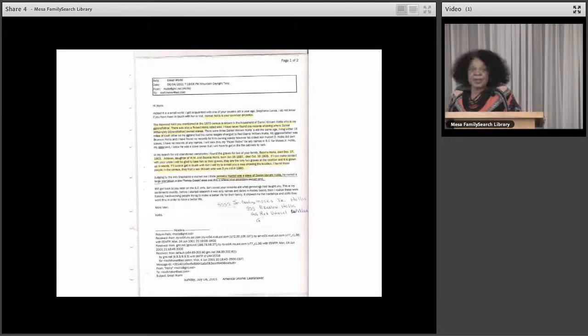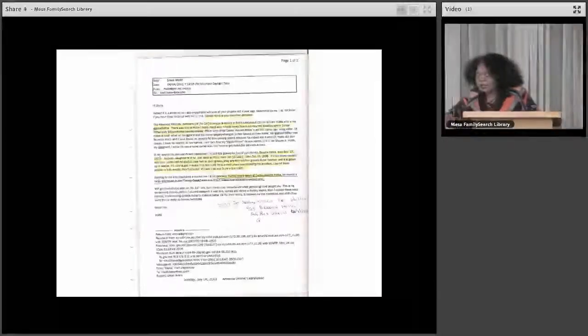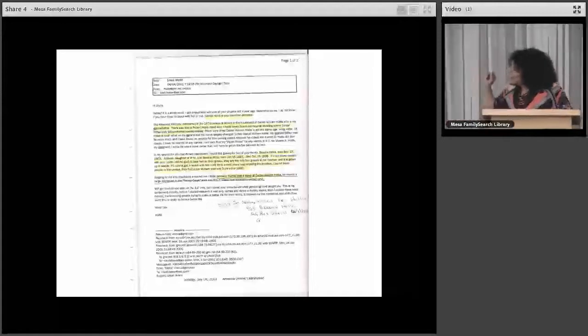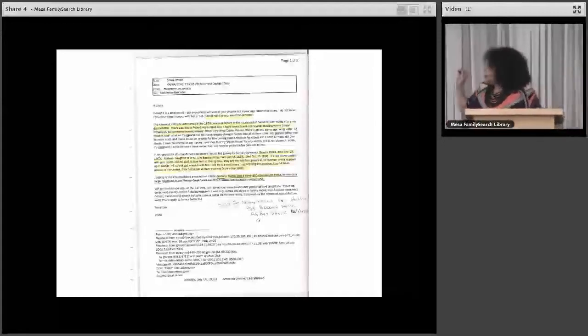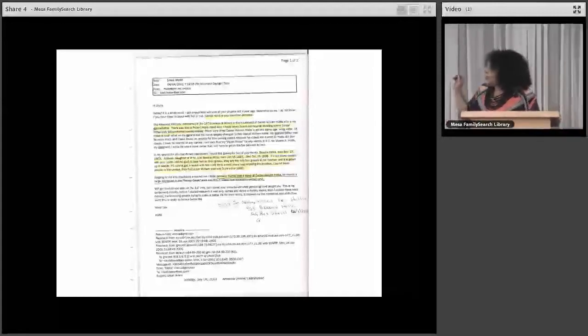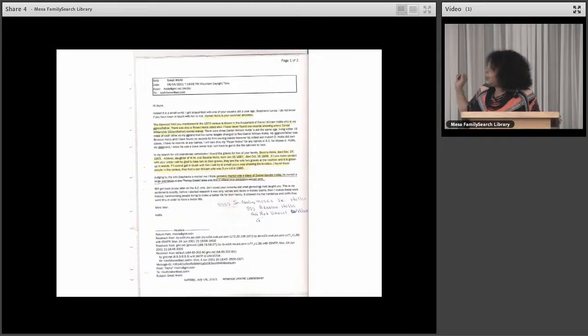The Haywood kid, same guy that signed on the marriage license. The Haywood kid that you mentioned in the 1870 census is shown in the household of David William Hollis, who is my great-great-grandfather. There was also a Robert Hollis listed there.